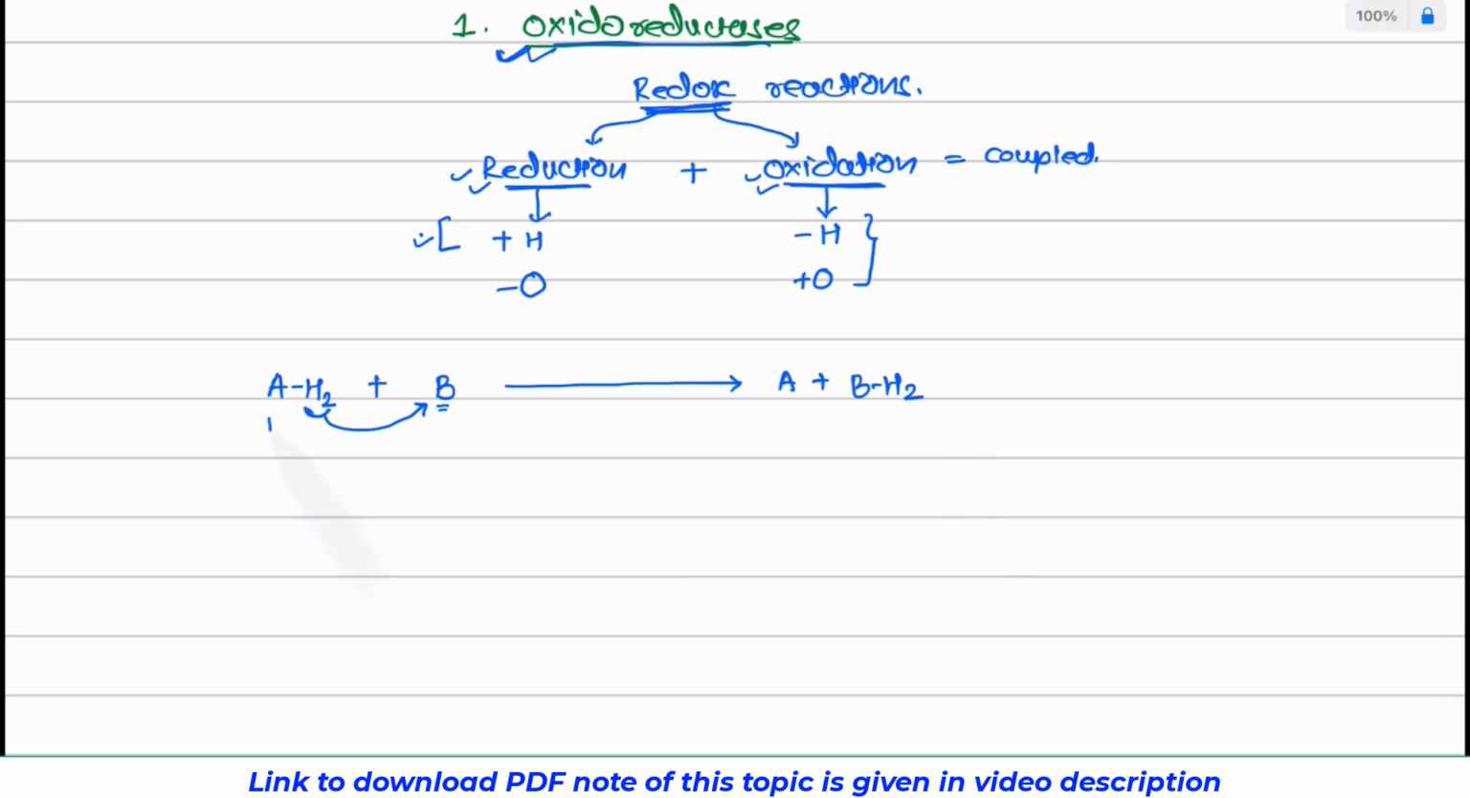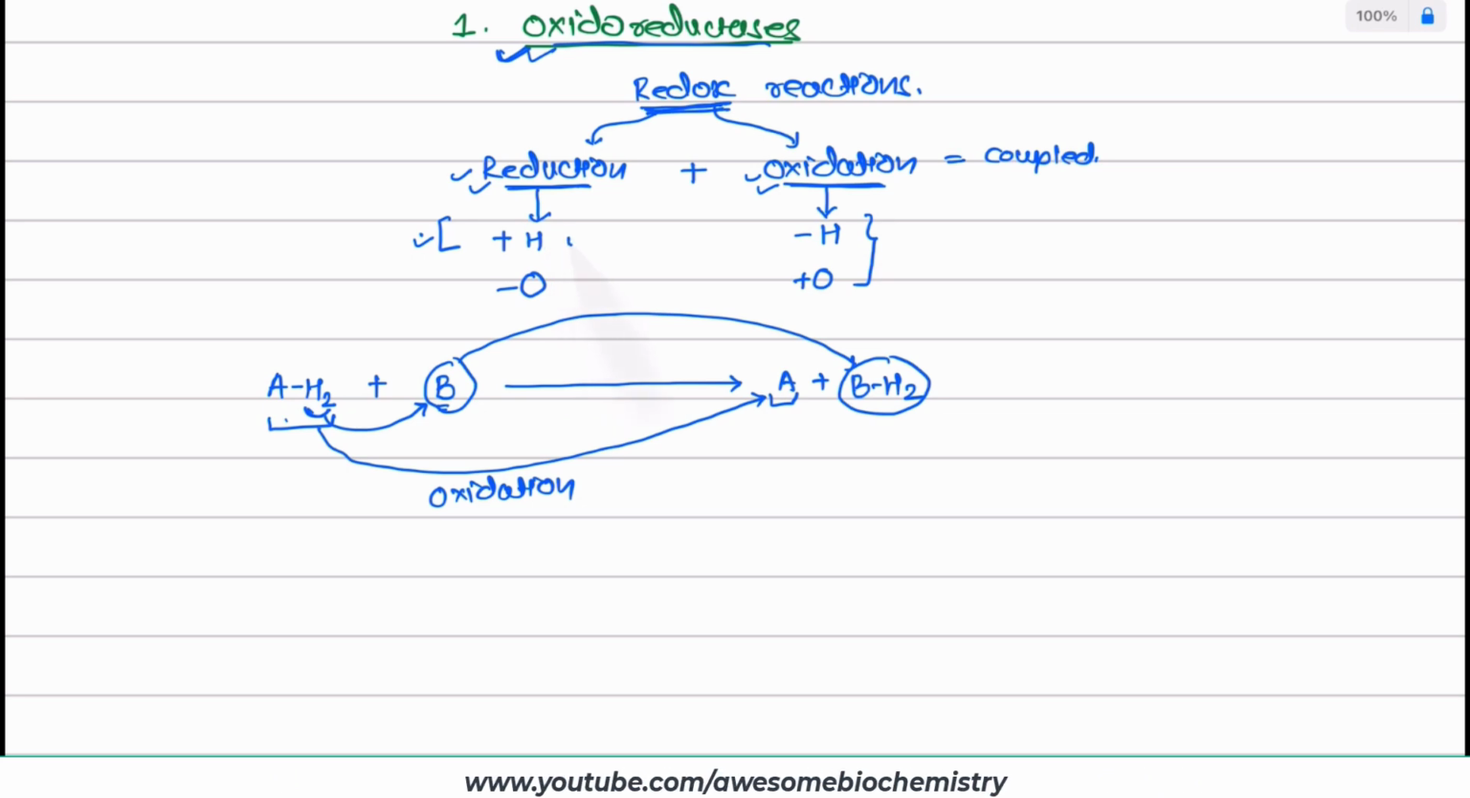As you can see, AH2 is losing its hydrogen, so we can say AH2 is undergoing an oxidation reaction. Whereas B is getting converted to BH2. Here, as you can see, H2 is being added in this reaction. Whenever hydrogen atoms are added, we call it a reduction, so this is a reduction process. By this trick you can easily identify whether a particular reaction is oxidation or reduction, and such reactions are catalyzed by the oxidoreductases.